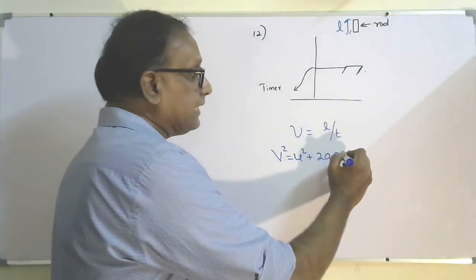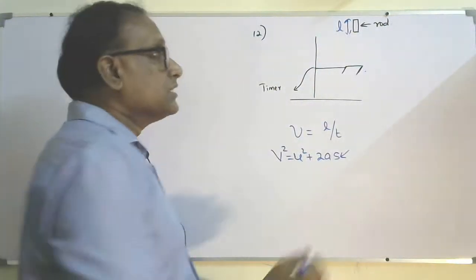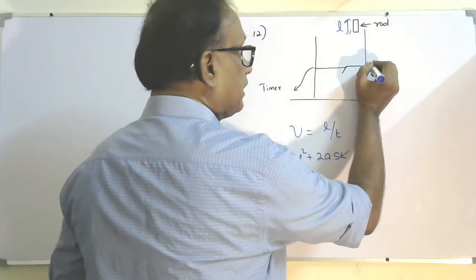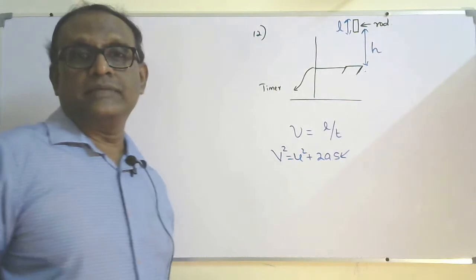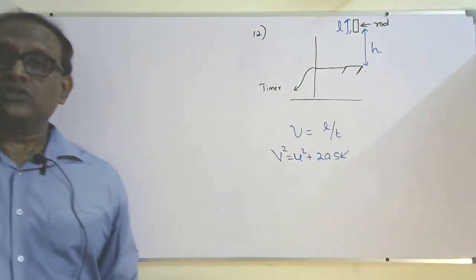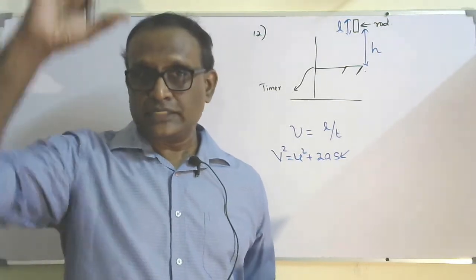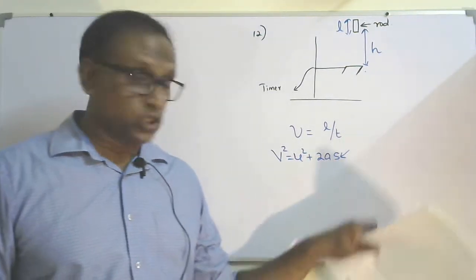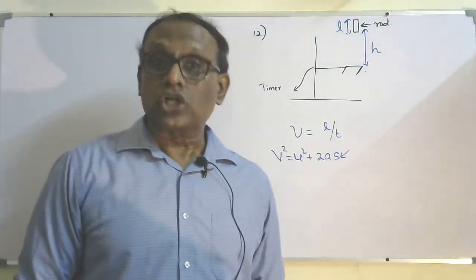So I need this s, the height it falls down. I should know the height of the rod above the light gate. So the two measurements I need are the height, or the distance fallen by the rod from the initial position to the light gate. That is one answer. The second answer, the length of the rod.